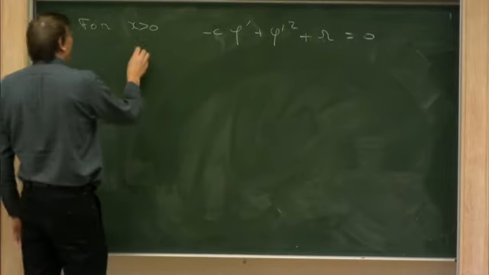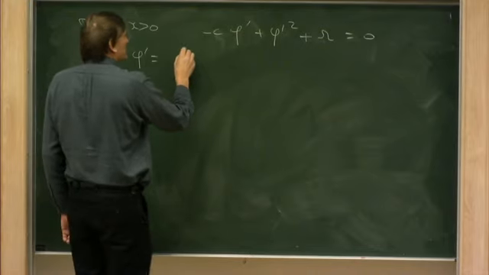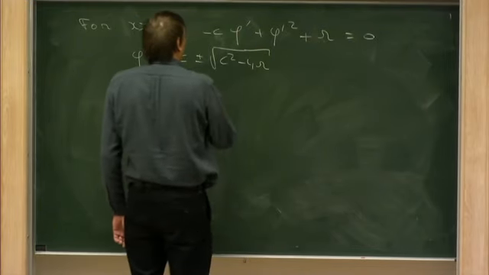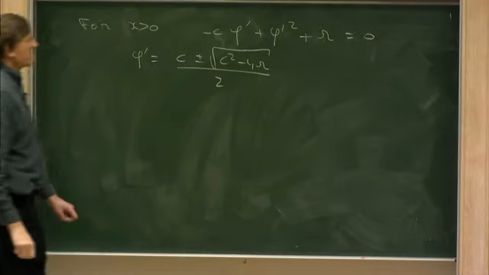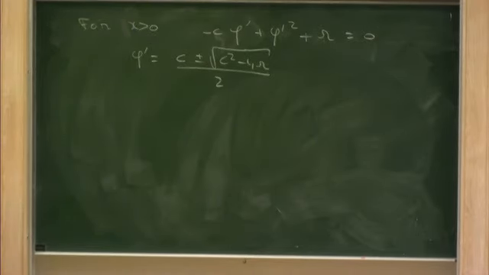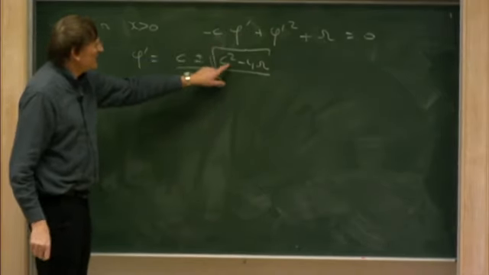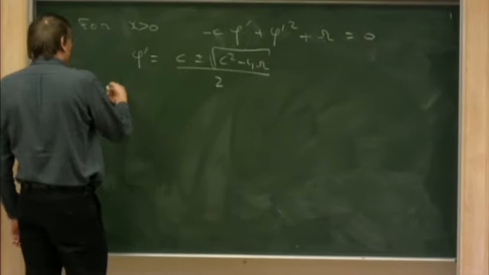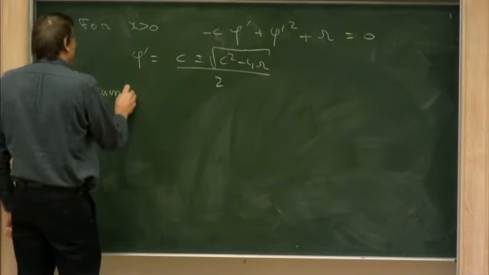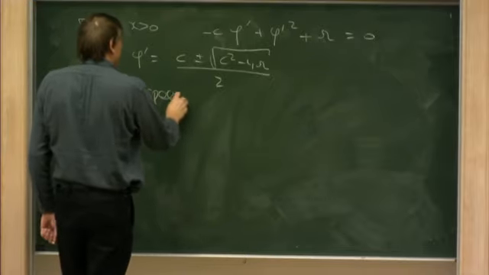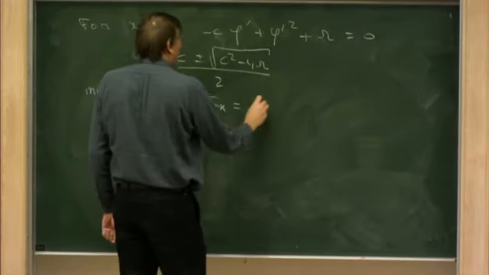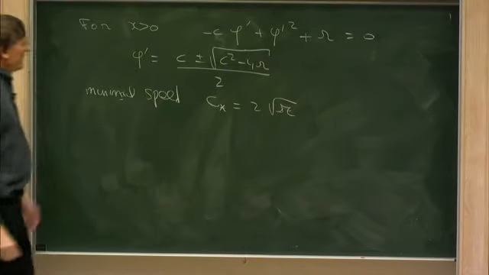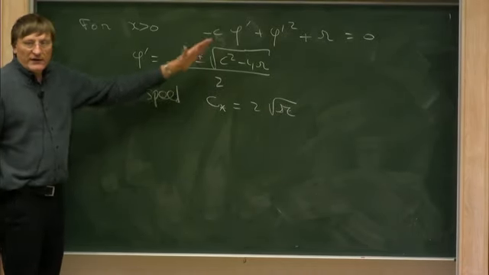Which gives you the value of phi prime equal c plus or minus square root of c squared minus 4r over 2. And so you see that whenever you give me a speed which is larger than 2 square root of r, so there is a limited minimum speed, c star, which is 2 square root of r, and whenever c is larger than that, you can have a solution.